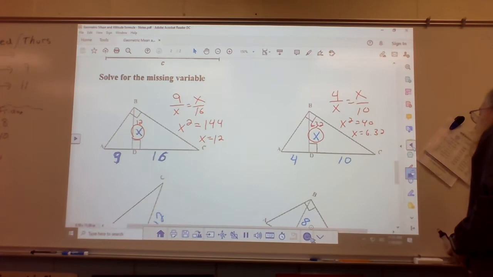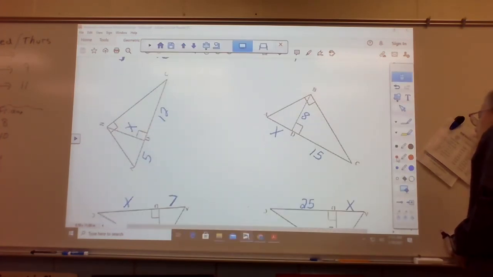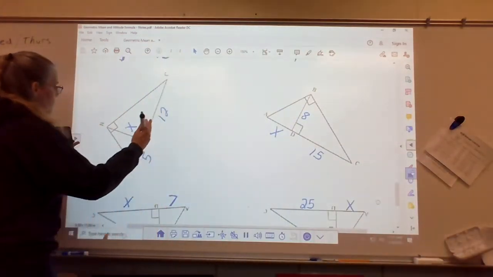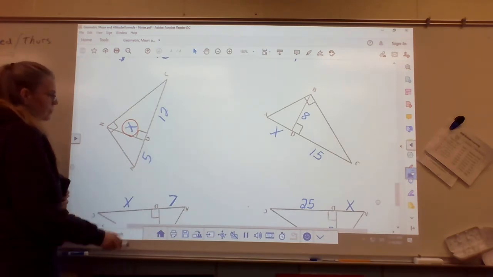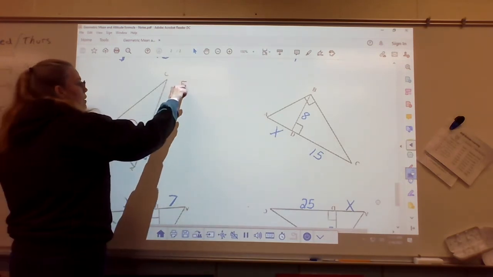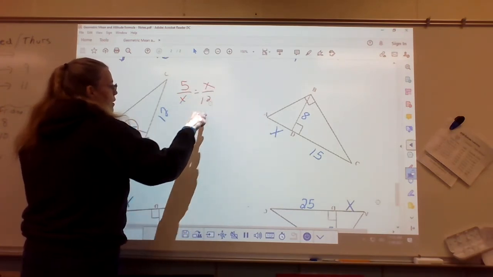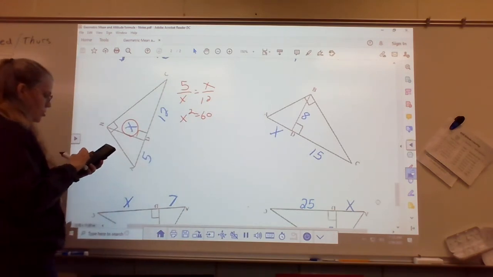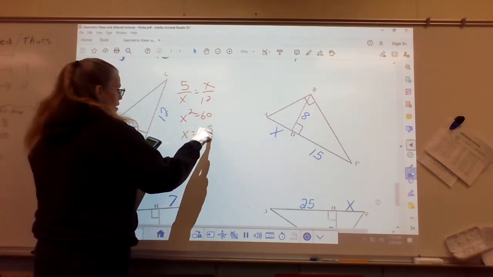Next 2. Now I kind of turned it different, but this is still the one in the middle. I just turned it funny. So 5 over X, X over 12. X squared equals 60. Square root the 60. X equals 7.75.